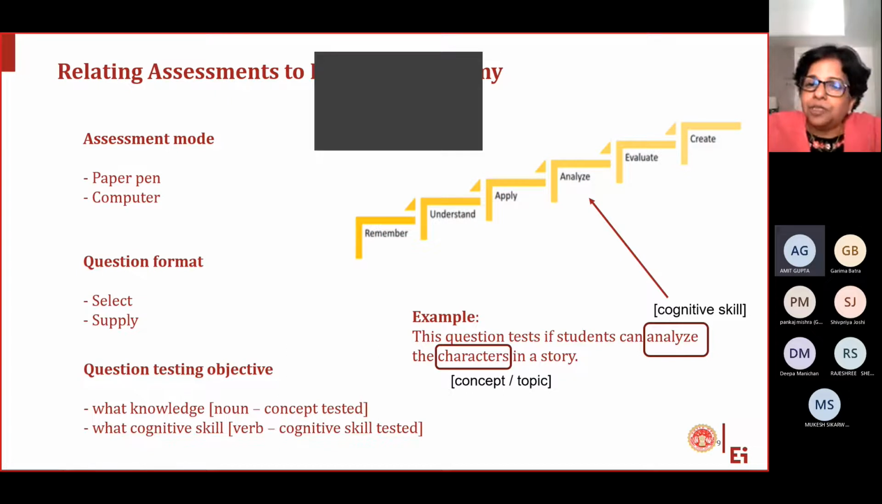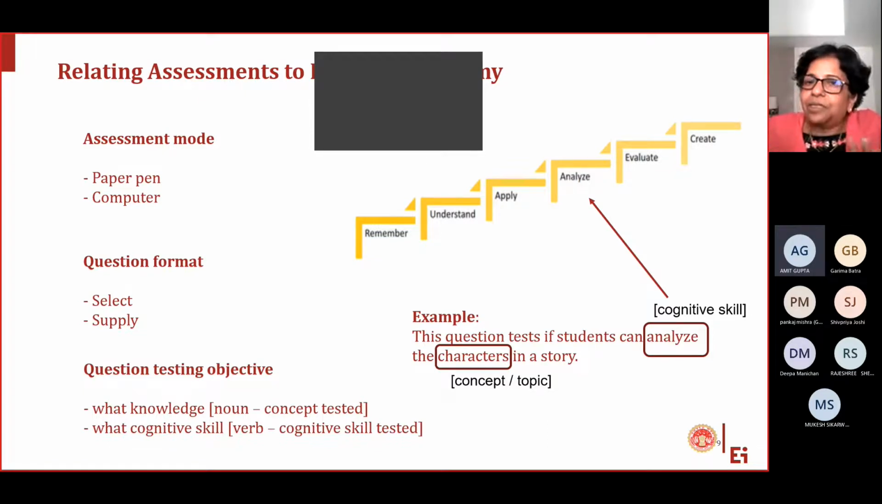So when it comes to the concepts that you test, you will go with the curriculum. The curriculum is given to you, and then you will use the curriculum to test the concepts. But the cognitive skills that you test come from Bloom's taxonomy. That doesn't come from your curriculum as such. The curriculum tells you what needs to be taught, but the learning outcomes will tell you what all you should test. But the cognitive skills you test in a question come from Bloom's taxonomy. That is how we relate a question to Bloom's taxonomy.